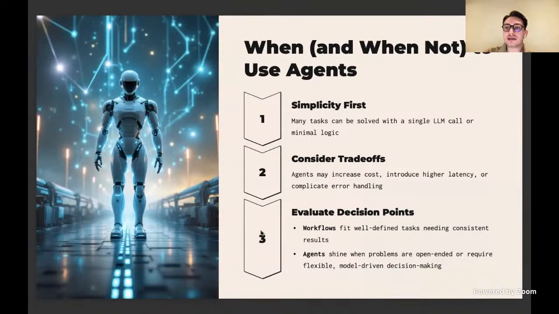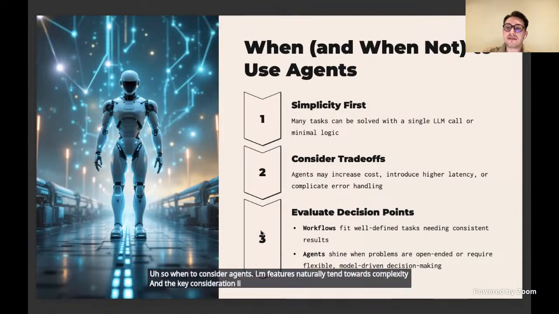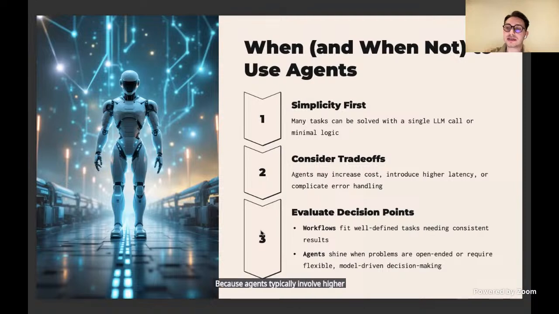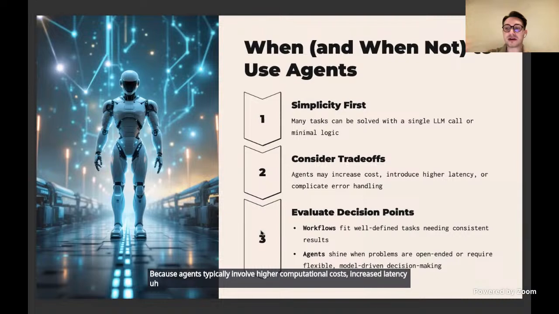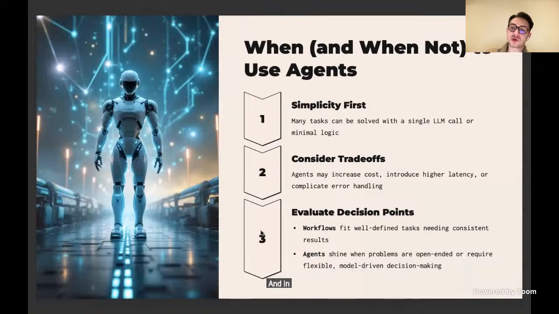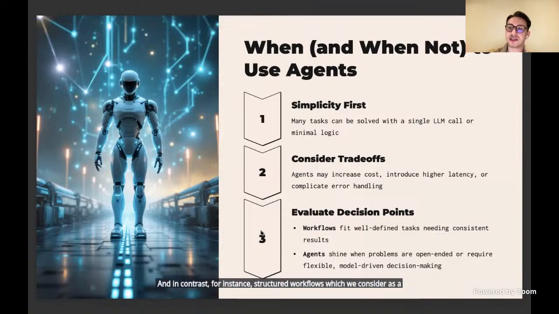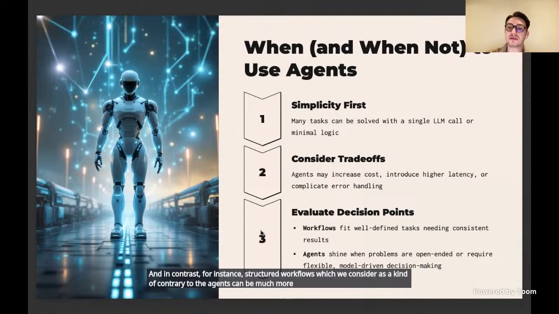So, when to consider agents? LLM features naturally tend towards complexity. The key consideration lies in whether the flexibility of an agent truly adds value to the specific use case, or actually adds more complexity, because agents typically involve higher computational costs, increased latency, much harder maintenance, and higher risk of deviation. In contrast, structured workflows, which we consider contrary to agents, can be much more suitable, much more predictable, and cost efficient for a bunch of tasks.